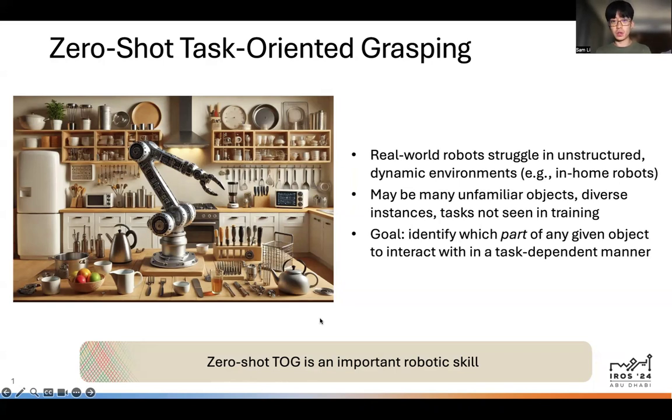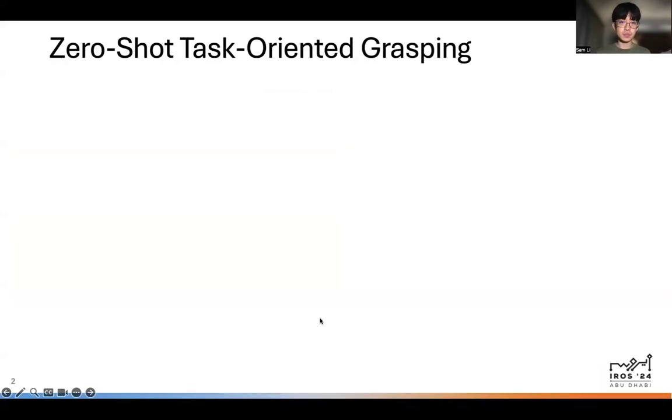Let's start by taking a look at the challenges of zero-shot task-oriented grasping. Real-world robots struggle in unstructured and dynamic environments, such as in the household. There may be many unfamiliar objects, diverse instances, or tasks not seen in training. Toward enabling useful robotics, the goal of this project is to understand which part of an object to interact with, and not just the object itself, for diverse tasks.